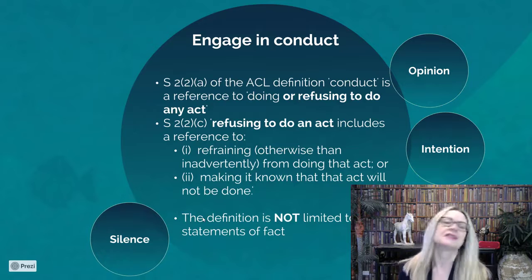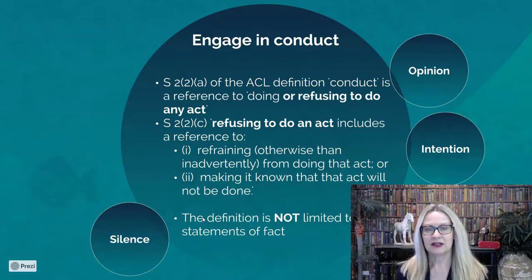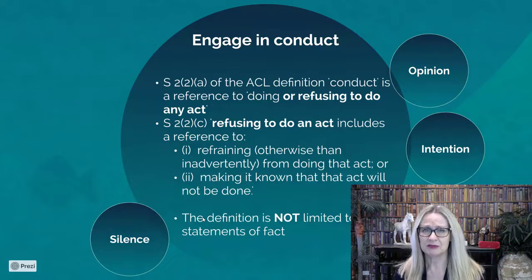The next element is engage in conduct. And here, I guess, it becomes clearer just how much easier it is to deal with the legislative form of misleading or deceptive conduct than it is misrepresentation at common law. The equivalent element at common law would be a false statement of fact. So you're limited in many respects to an actual past or existing fact. And then if you want to argue opinion, intention, silence, there's all these exceptions and exclusions.